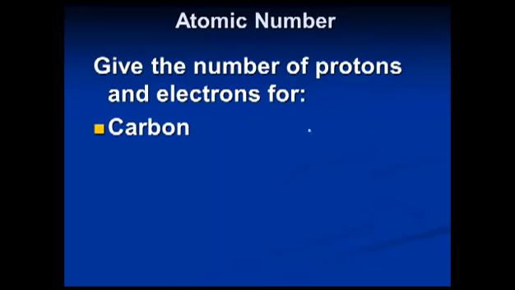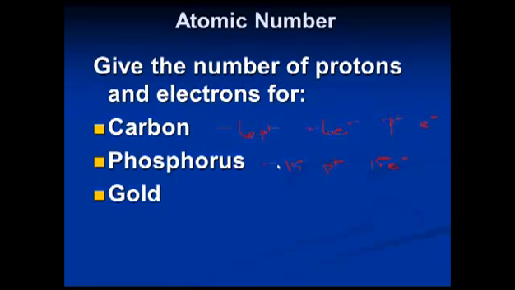So if we practice, we found carbon on the periodic table. Carbon has 6 protons and 6 electrons. Phosphorus has 15 protons and 15 electrons. And these symbols I'm using are a lowercase p plus and e minus. Those are the approved symbols for protons and electrons. If you take a look at gold on the periodic table, it's down towards the bottom, in the middle. You should find that it has 79 protons and electrons.